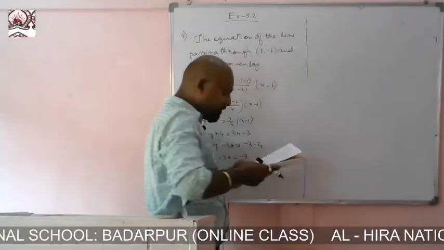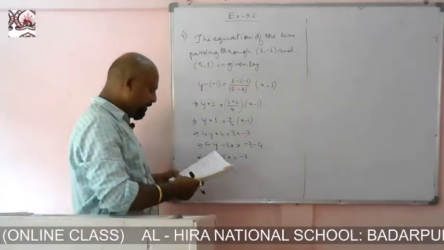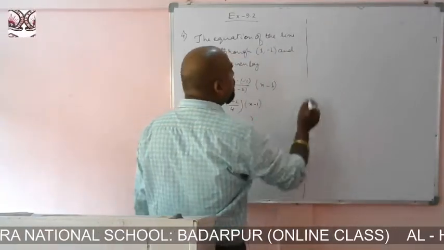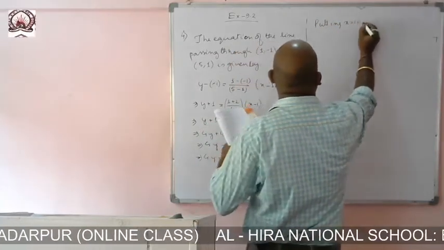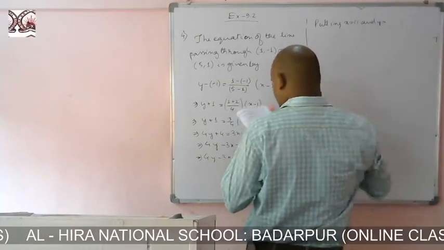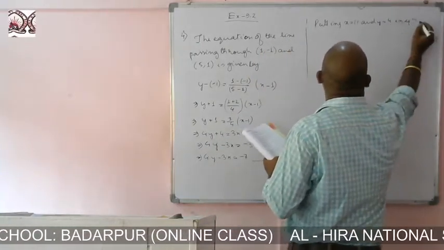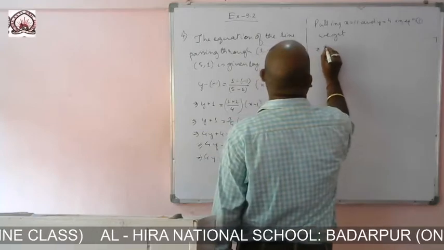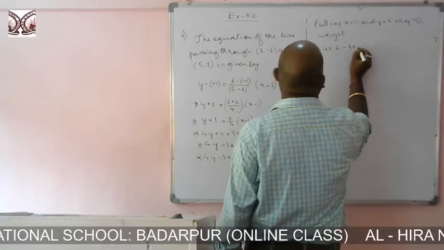They have given to us that the point (11, 4) is also given. This is equation number 1. Now putting x equal to 11 and y equal to 4 in equation 1, we get 4 into 11 equal to 4 minus 3 into 11.